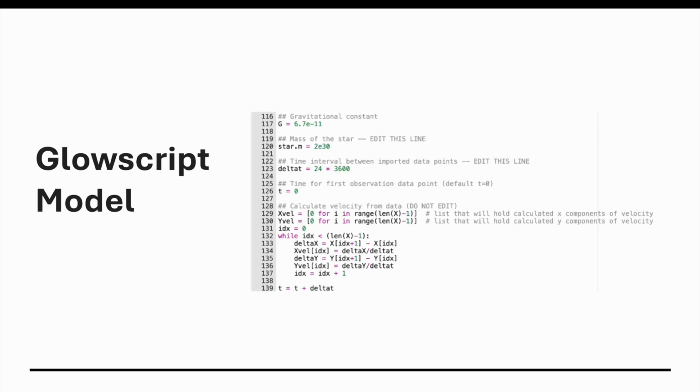In the GlowScript setup, I defined the constants: the gravitational constant, the mass of the star, and the unique constant based on my email address, which generates a distinct orbital path. The time step was set to 1 Earth day in seconds to match the problem description.